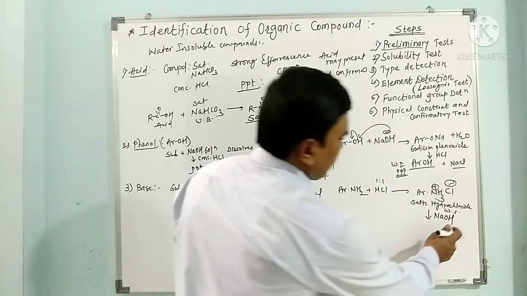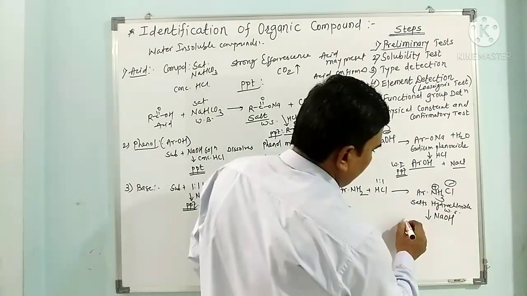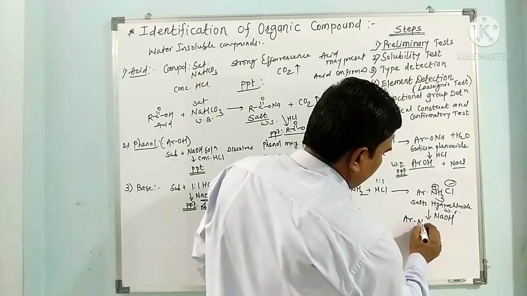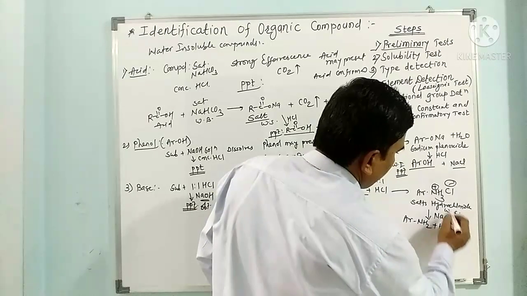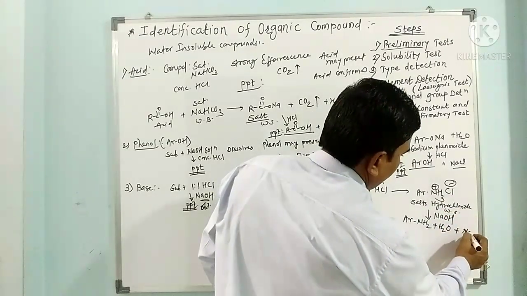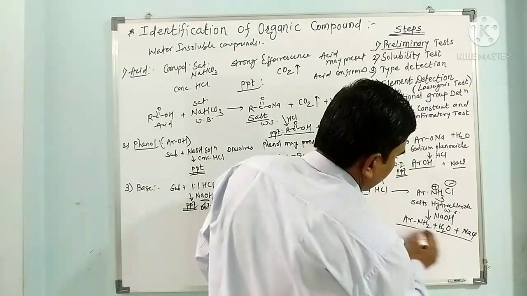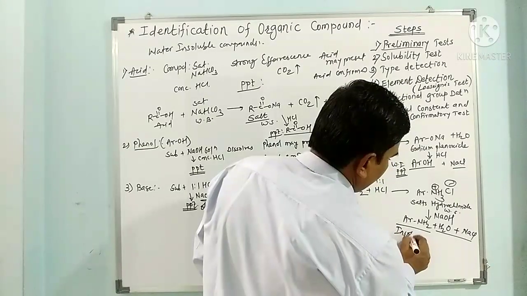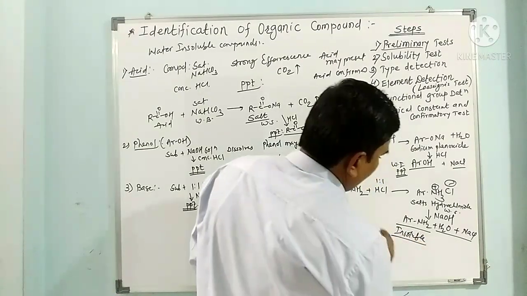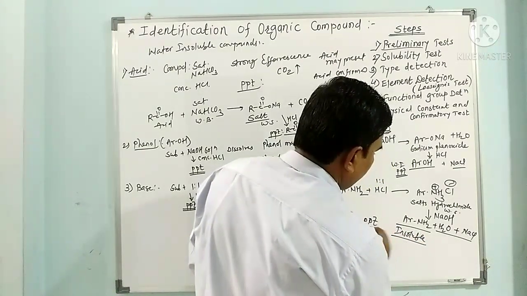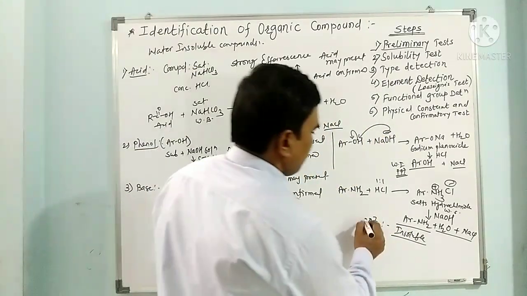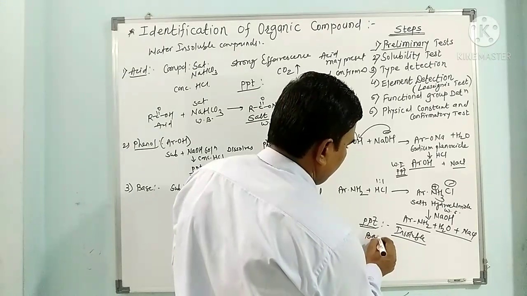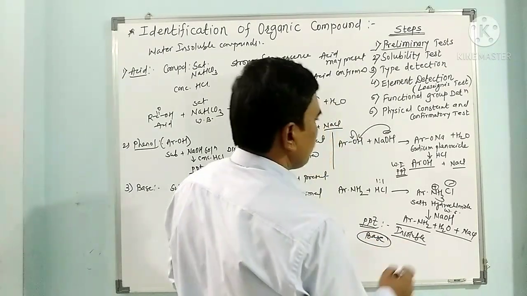So when we add NaOH, OH takes this proton. So we get here free ArNH2, plus H2O plus NaCl. So these are soluble, this is insoluble. We get insoluble means we get its precipitate. So it precipitates out from this solution. So we can say that base is confirmed.